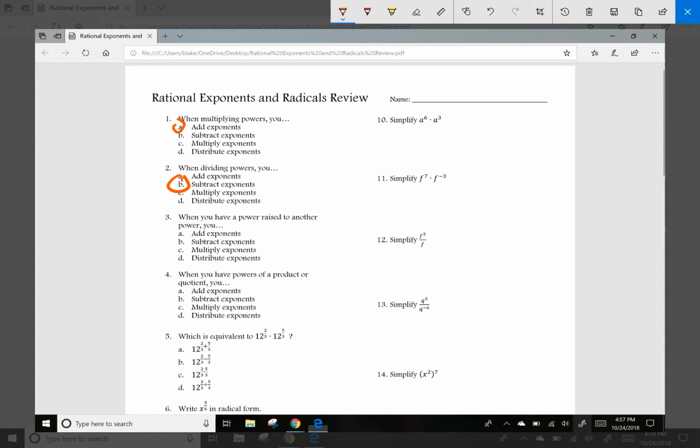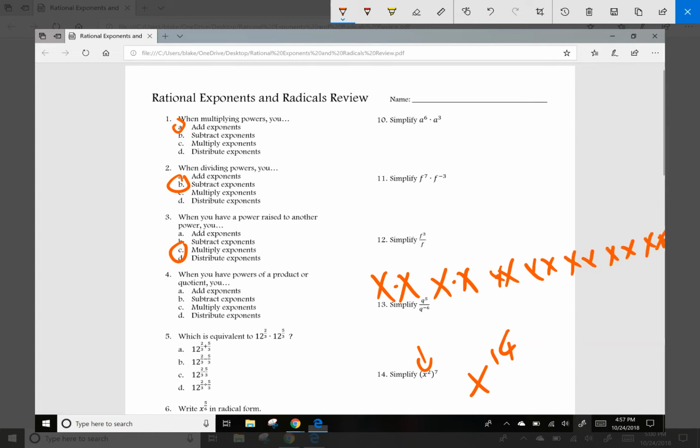Number 3, when you have a power raised to another power, you multiply the exponents. So that's something like number 14. You have x to the second to the 7th. This is going to end up being x to the 14th power. Because what you're saying with this is you're having x squared 7 times. So there's twice, there's 3 times, there's 4 times, 5 times, 6 times, 7 times, which if you count them all up, that's 14 x's. So basically you have 7 groups of 2. That's what's happening in the problem. But the shorthand way of remembering it is that you just multiply the exponents. Pretty simple.